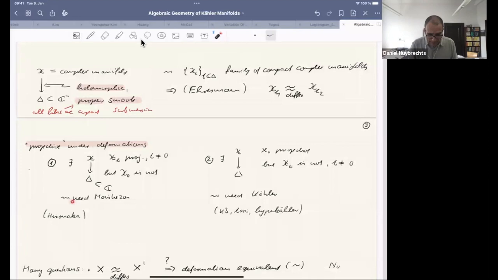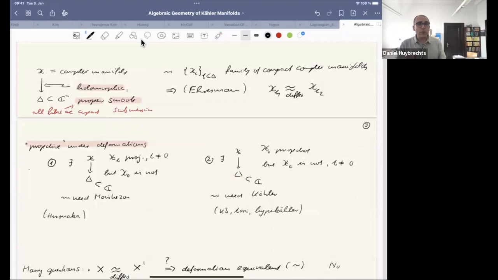The first example was constructed by Hironaka, and that led him to introduce this slightly more general class of geometric objects, which are called either algebraic spaces or Moishezon manifolds. And the second example is the following phenomenon. You have a family again. Again, we can assume for simplicity that it's a disk in C. And now the opposite happens. Only the fiber over zero is projective. Call it X0. Only the central fiber is projective.